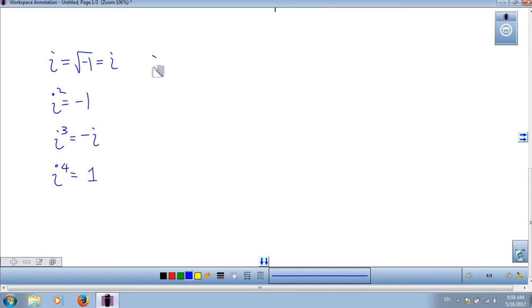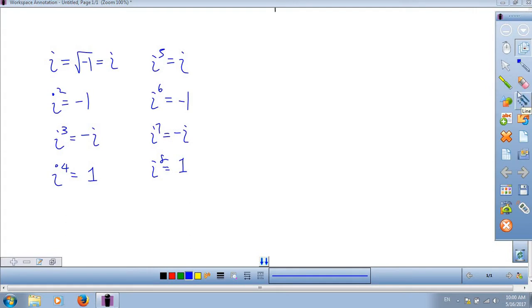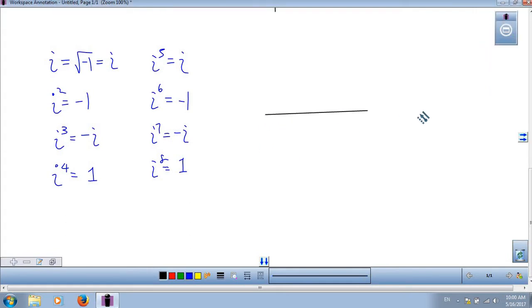If we go to I to the fifth power, it's I to the fourth power times another I, so it's I again. I to the sixth power is I to the fifth times another I, so it's I times I, which is I squared, which is -1. By now, you can see there's a pattern in the powers of I. This is very important. The powers recycle every fourth power. The pattern is that every fourth power you repeat the cycle.